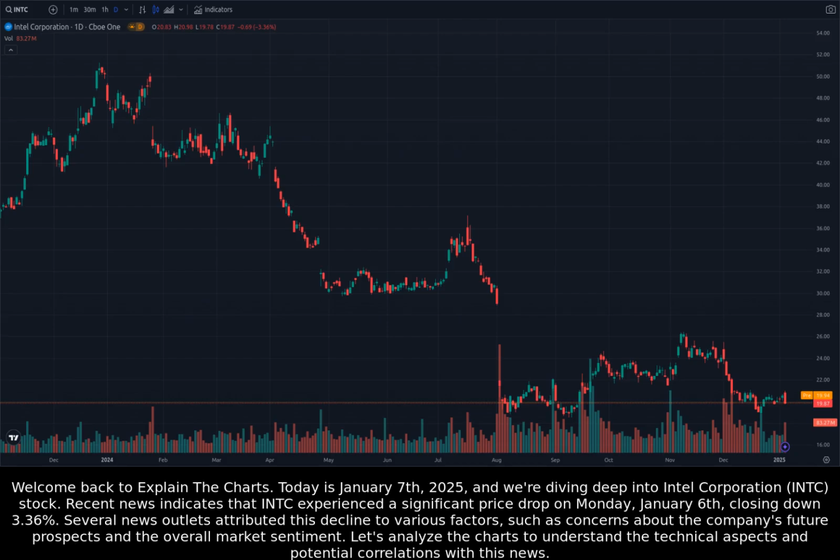Today is January 7th, 2025, and we're diving deep into Intel Corporation, INTC, stock. Recent news indicates that Intel experienced a significant price drop on Monday, January 6th, closing down 3.36%. Several news outlets attributed this decline to various factors, such as concerns about the company's future prospects and the overall market sentiment. Let's analyze the charts to understand the technical aspects and potential correlations with this news.